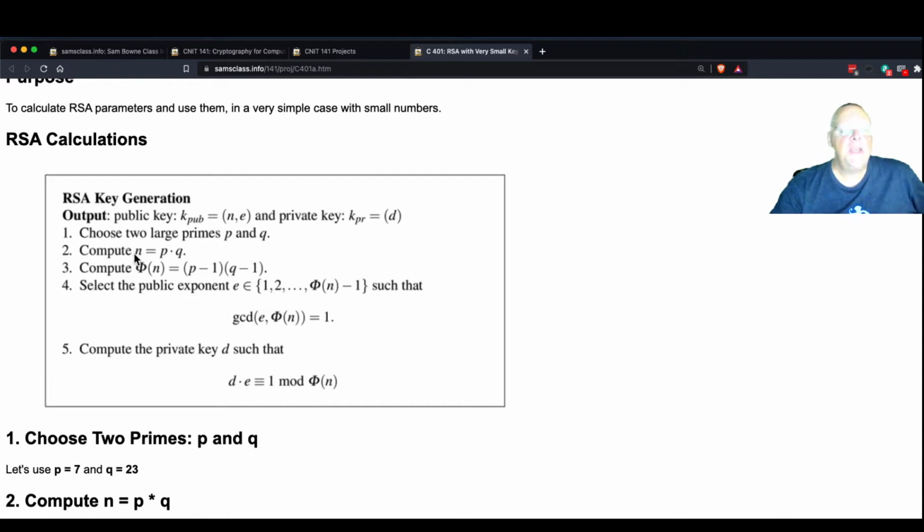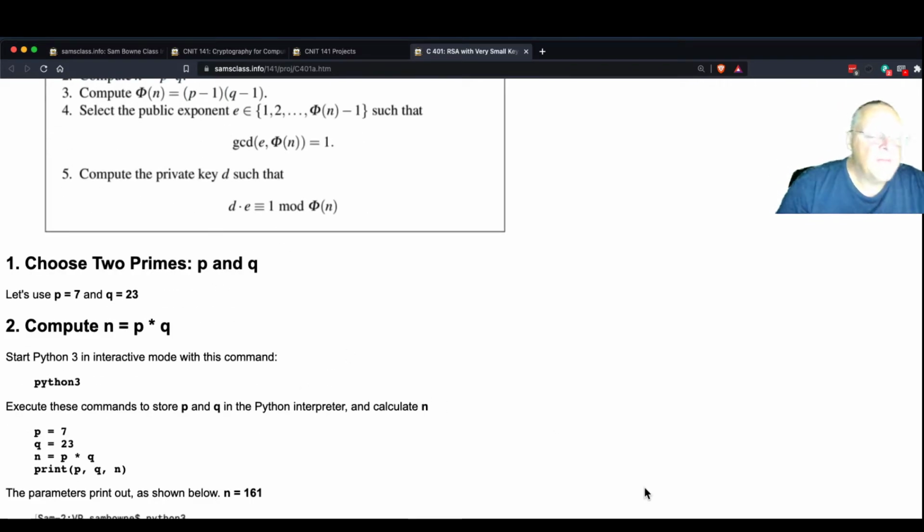That's the key. And the second number, E, is just used to encrypt, and in practice you almost always use the same number for the public exponent. It could be almost anything, but in practice everybody uses 65537. It's just typically what you use for E. So we're going to do this in Python.